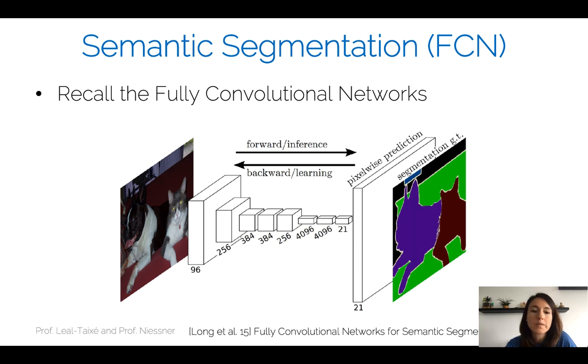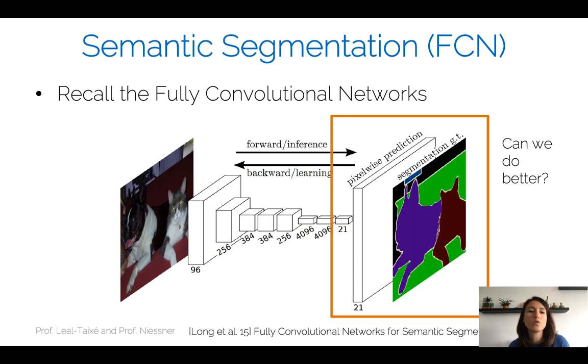Now, in 2015, researchers proposed to take a basic CNN for image classification. At the end of the CNN, once your spatial resolution has been reduced quite a lot, as you see here with the convolutions and poolings, what we would then do is just upscale this representation. Of course, this was not perfect. This led to smooth boundaries, but it was already a first good approximation. And the question here is, can we actually do better? Can we do this upsampling, this upscaling, in a better way to get more precise predictions?